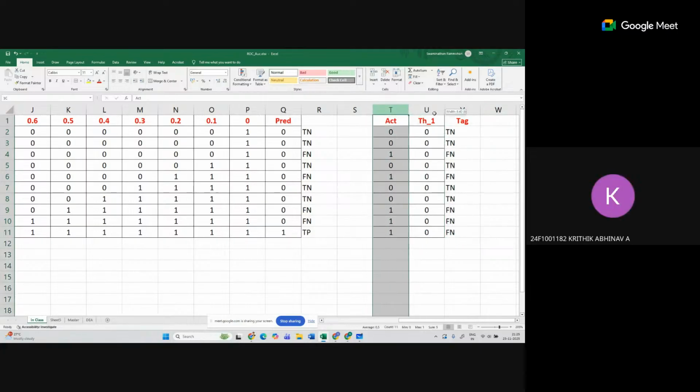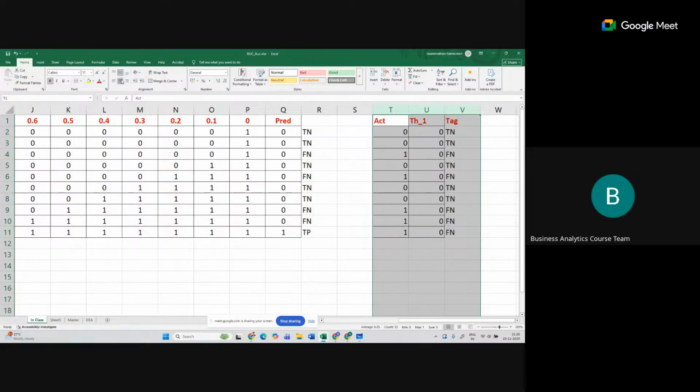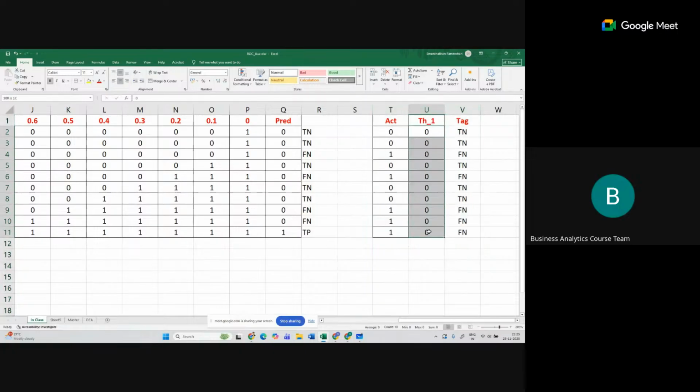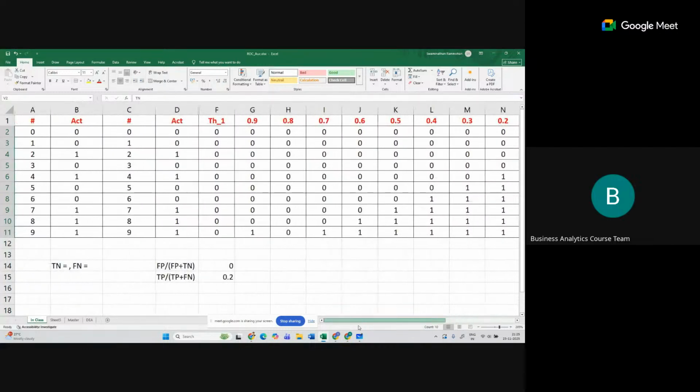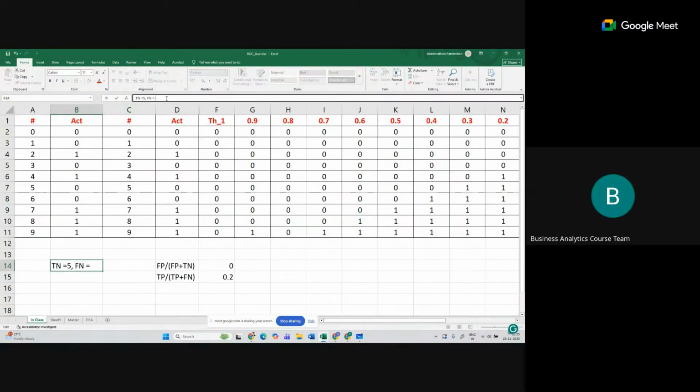Because there is no positive prediction at all in this threshold. Everything is 0 here. When you predict everything as 0, you will not have any positive class. There will be either true negative or false negative. Okay. So now true negative is how much? We had 5 true negatives. We had 5 false negatives.